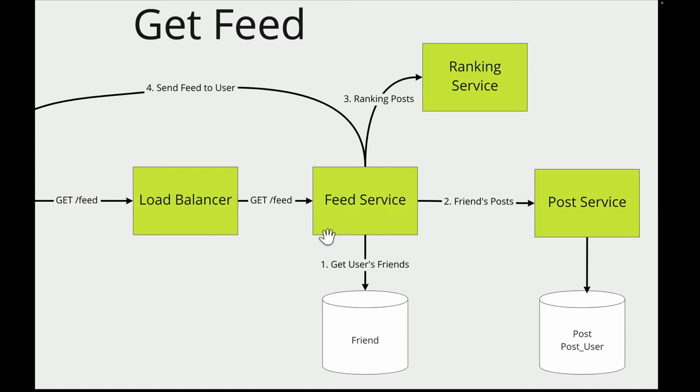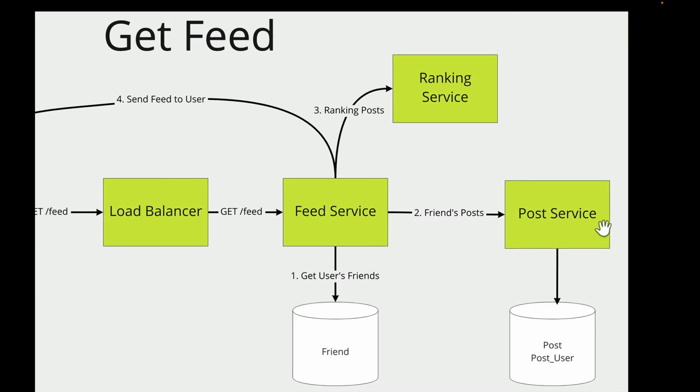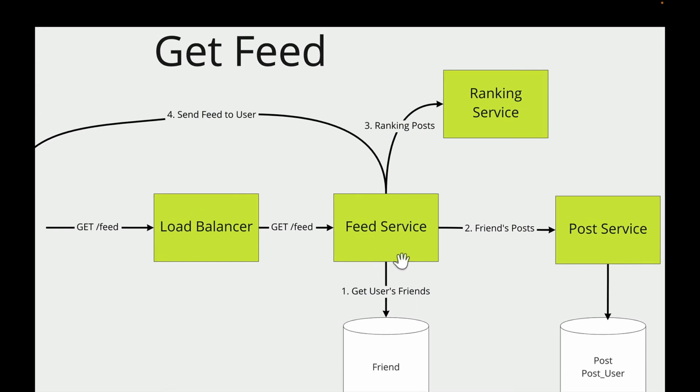So the first thing that the feed service is going to do is get the user ID from the GET endpoint. And then using the user ID, it's going to figure out all the friends that the user has from the friend table. Once it gets all the friend user IDs, it's going to talk to the post service and tell the post service to give it all the posts related to all the friends' user IDs. At this point, the feed service should have all the posts created by the user's friends.